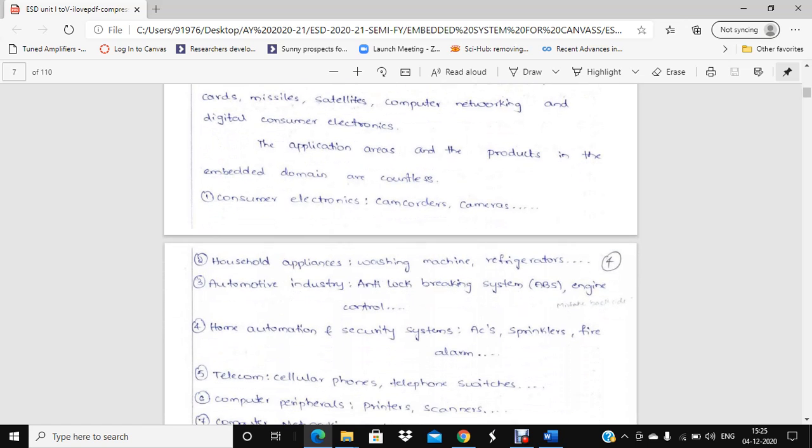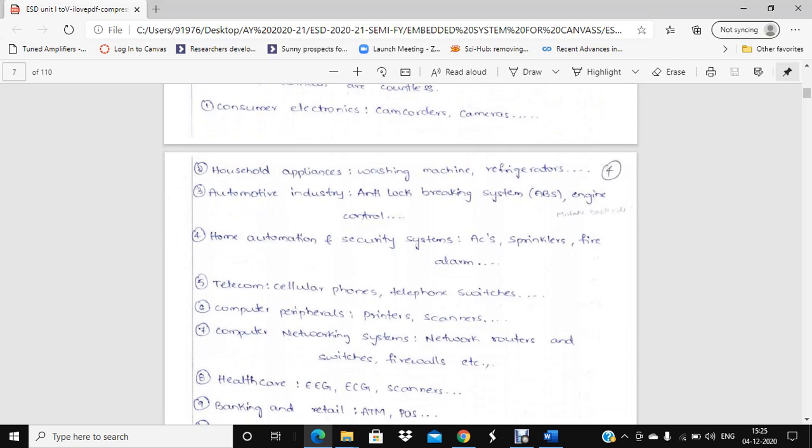Now, let's take one by one. If we are talking about consumer electronics, cameras are one of the best examples. Talking about household applications, washing machines, refrigerators, ACs, and all these things come under embedded system applications. Now the automotive industry, where the anti-lock braking system and engine control are great examples. Then home automation: security systems, ACs, sprinklers, and fire alarms are examples.